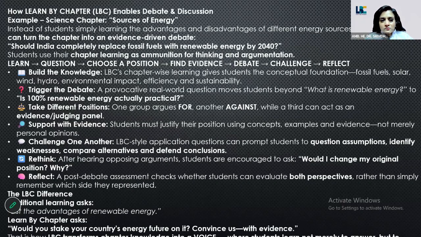So, again, sources of energy that we have seen. How Learn by Chapter effectively does this is, for example, if you are going to talk about whether India should completely replace fossil fuels with renewable energy by 2040, the source of energy question comes from the chapter. So students, when they use Learn by Chapter, have it as ammunition for thinking and argumentation. Learn, question, choose a position, find evidence, debate, challenge, and reflect.